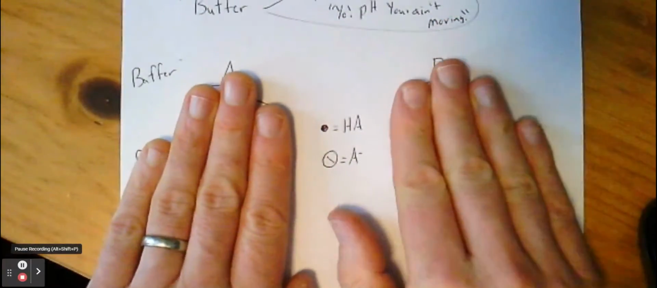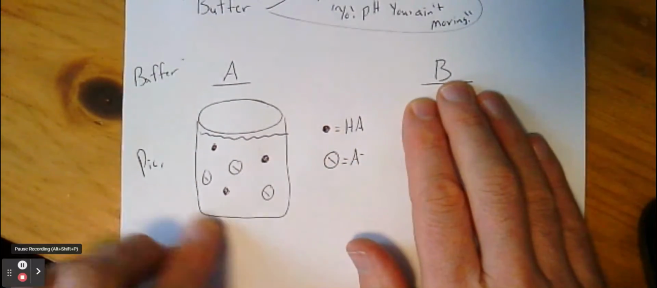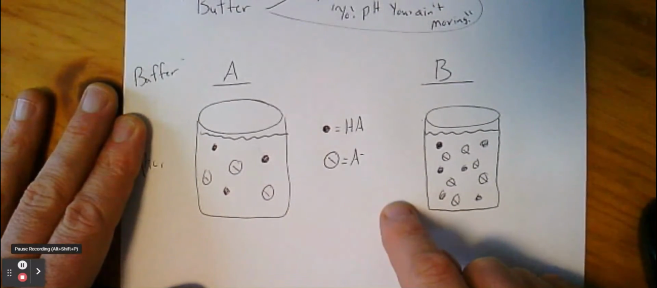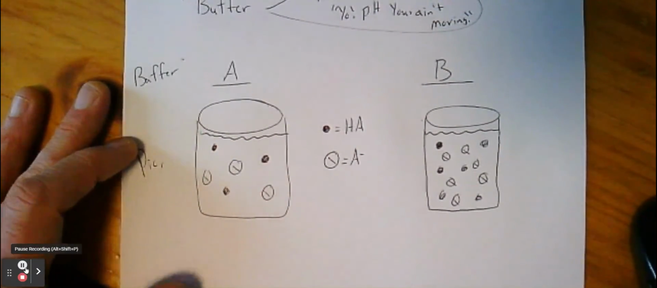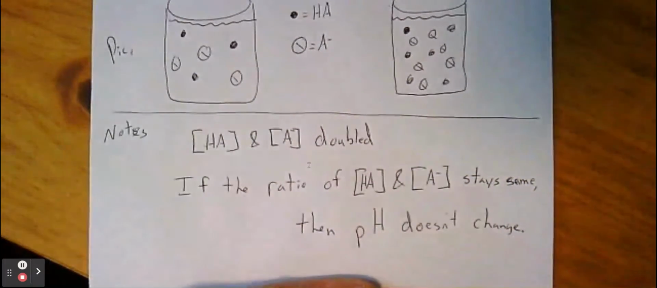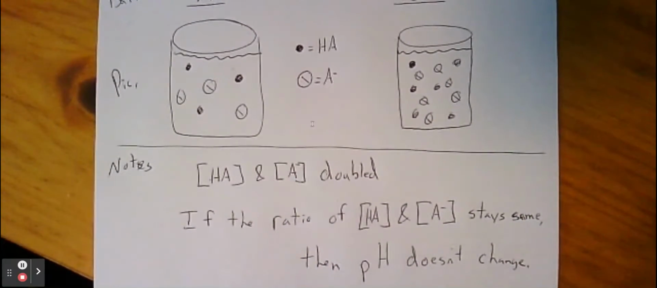Now to show this in a particular drawing, I've got 2 buffers here, and here's my conjugate acid and here's my base. You can see I've got a certain amount of each, and I've doubled them both. What does that do to the buffer? So here's what happened to the concentrations. This is true because of the Henderson-Hasselbalch equation. In both of these solutions, the pH would just be the pKa of my acid.